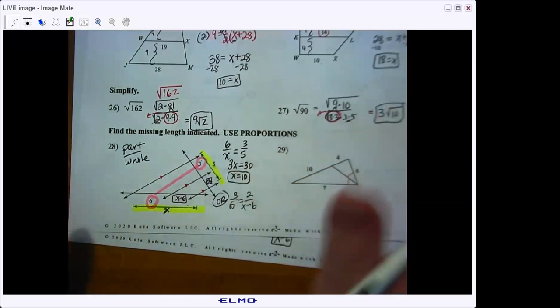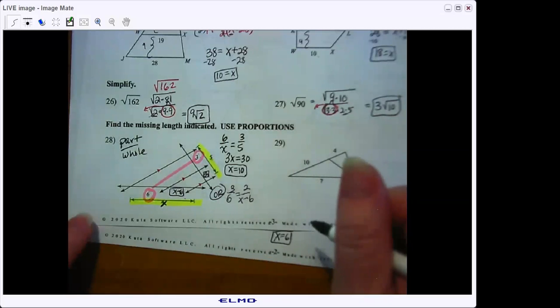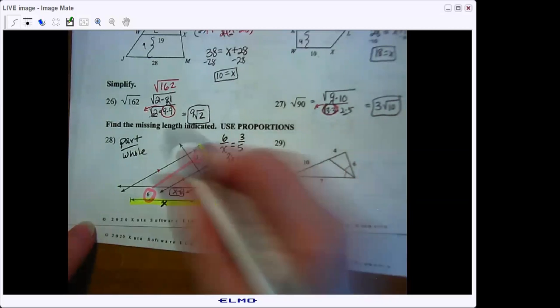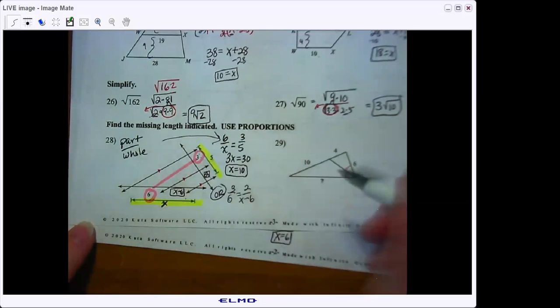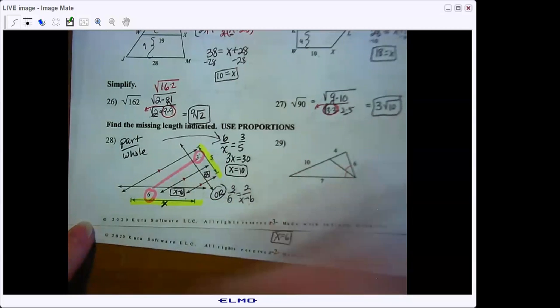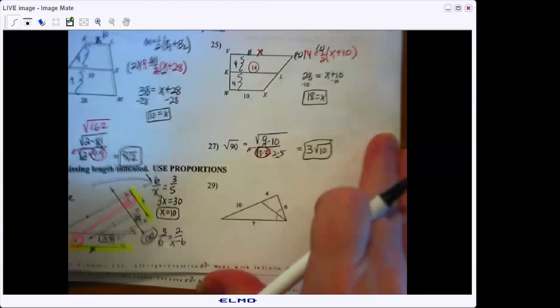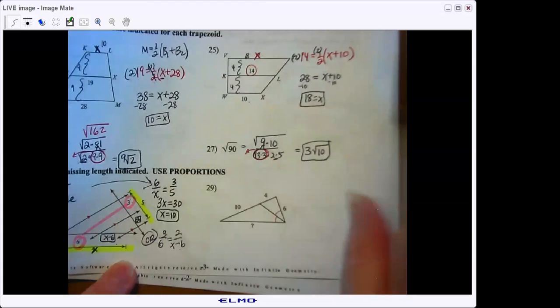Either way, there are just so many different ways to do this. We could do part to whole, which is what we did here, or we could do part to part, which is what we did here. Any questions on that? There's almost not a wrong way to do it. As long as you're consistent, there's no wrong way to do it. That's a nice part about it.